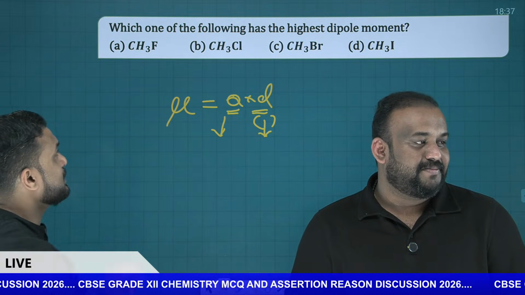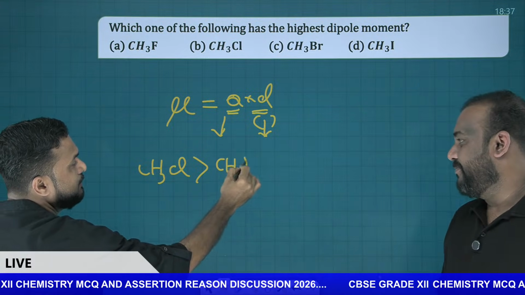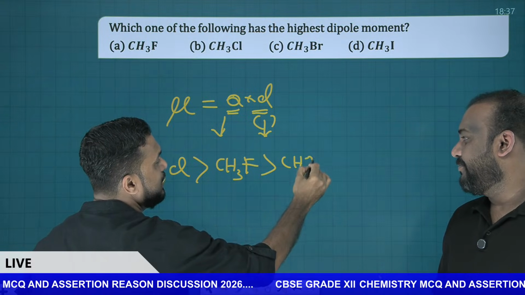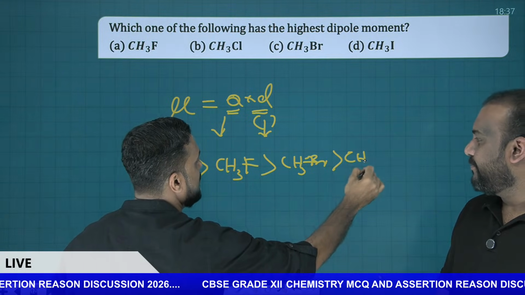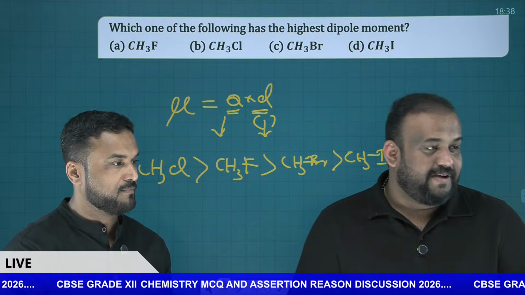That's why the correct order for this one is CH3Cl greater than CH3F, then after that CH3Br, then after that CH3I. That order you keep in mind. So please take care of this question. This is a very, very important question.